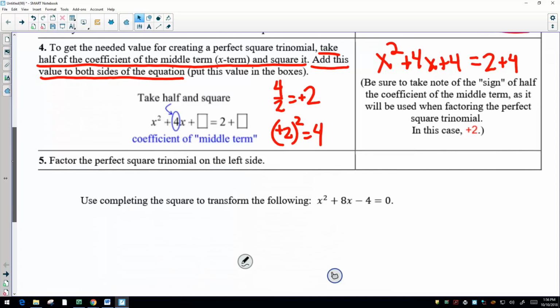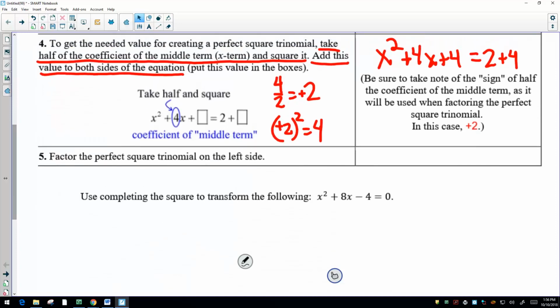Okay, if we were to continue with this, now we're going to factor the perfect square trinomial on the left-hand side. If we factor this, I need something that's going to multiply to be my last term and add to be my middle term, which would be a 2. And on the other side I have a 6. Now I could rewrite this rather than writing x plus 2, x plus 2. It's the same thing as saying x plus 2 quantity squared. And so now we have just transformed this quadratic equation by completing the square.